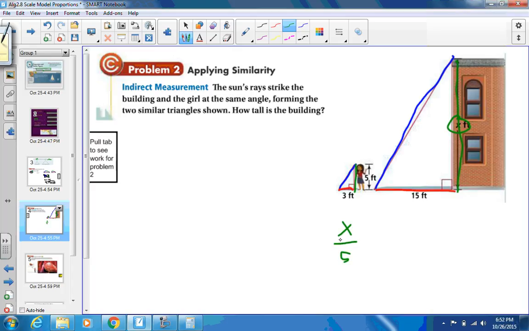So we have to keep it consistent. So we have to do the building on top. So what do we know from the building? We know the bottom is 15 feet. Is to, and this should be feet, but is to 3 feet. So again, it's consistent because on the top we're dealing with the building, and on the bottom we're dealing with the girl.